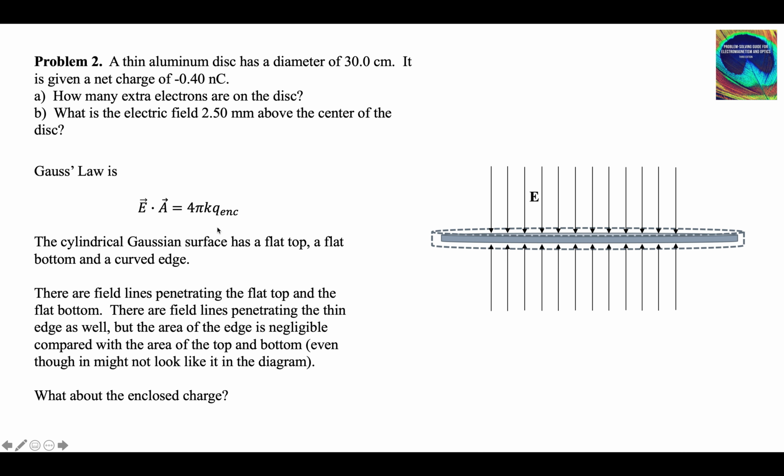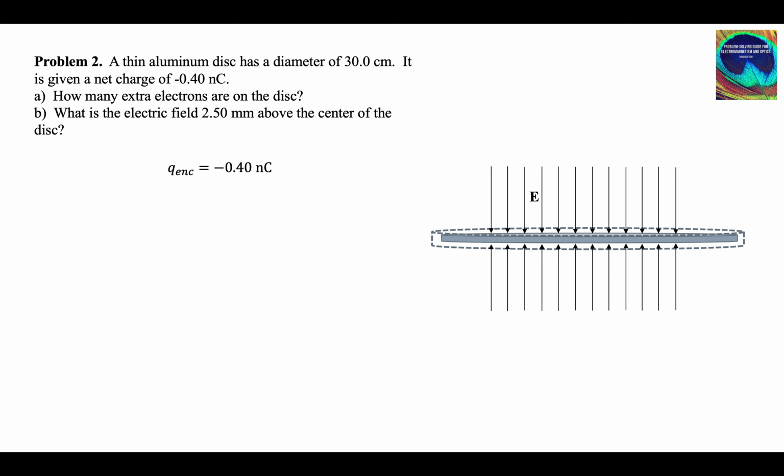What about Q enclosed? Q enclosed is an important part of Gauss's law. What is Q enclosed? Well, we have the whole disk, and the charge on the disk is minus 0.4 nanocoulombs, so Q enclosed must be minus 0.4 nanocoulombs. That was straightforward. So that's the right-hand side.